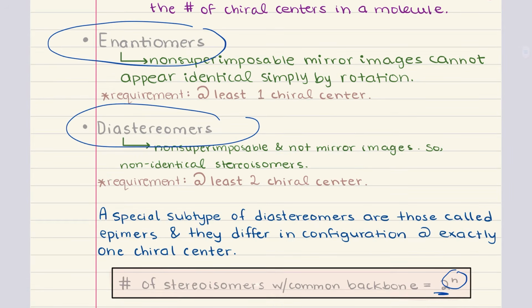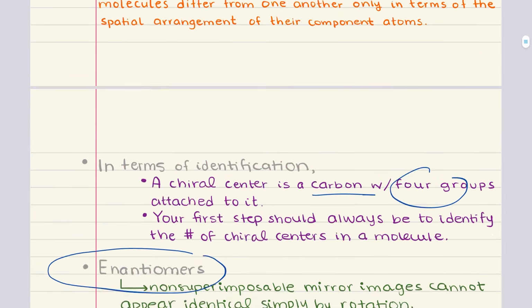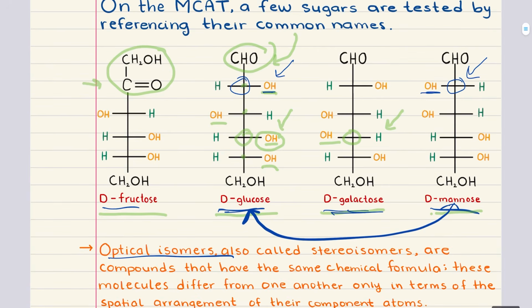Now, in contrast, we have diastereomers. These are stereoisomers, but they're not mirror images. They're going to differ at one or more chiral centers, but not all. So they're non-identical and not mirror related. Within this category, there's a special subtype called epimers. These are diastereomers that differ in configuration at only one chiral center. Emphasis on the one chiral center. A good example is glucose and galactose, or glucose and mannose.